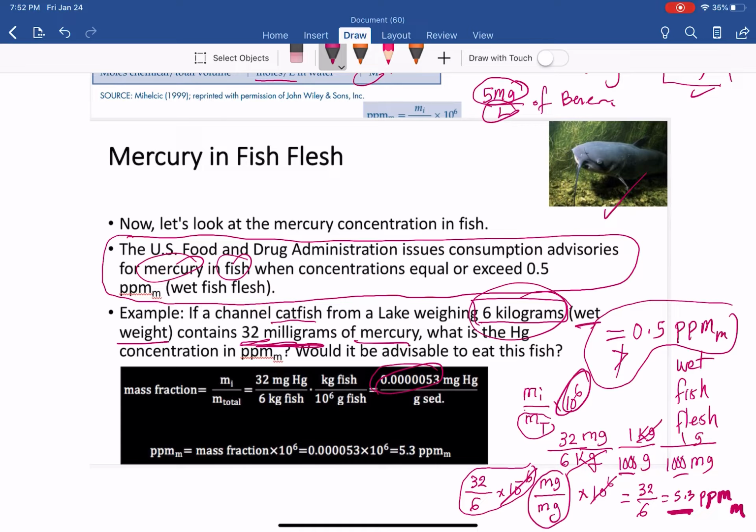So 5.3 ppm mass is much, much greater than 0.5 ppm for the regulation. This is the law. It should not be equal or greater than 0.5 ppm. 5.3 is much, much greater. And you should advise not to eat this fish because the concentration of mercury inside the fish tissue is 5.3 ppm by mass, which is much, much greater than the regulation itself.